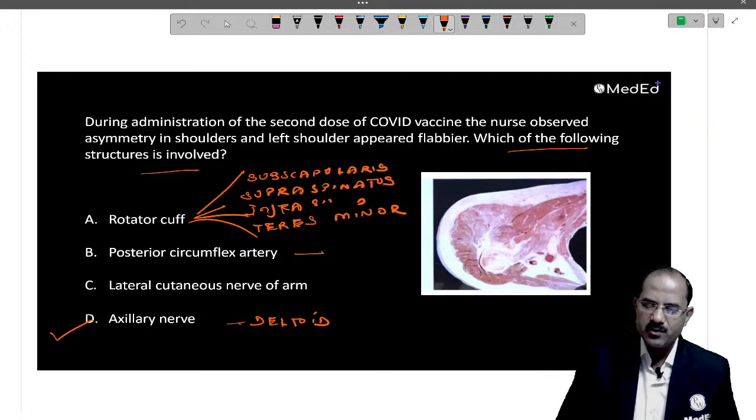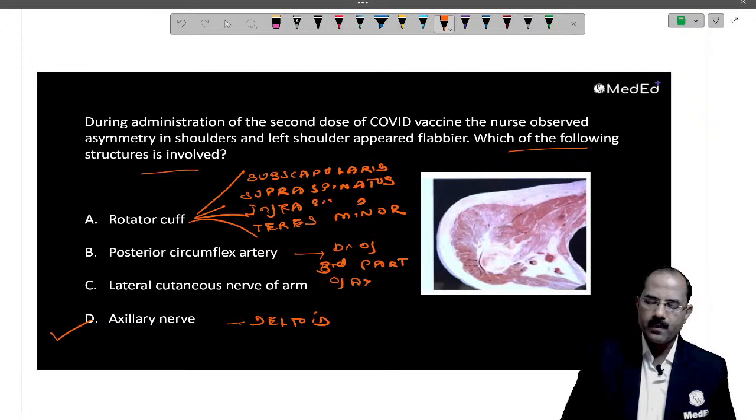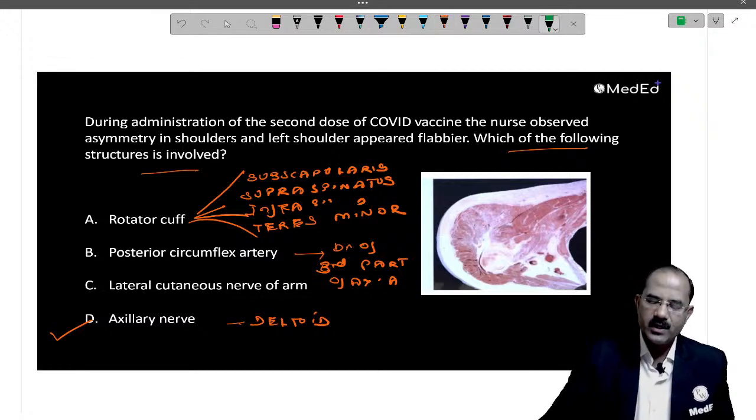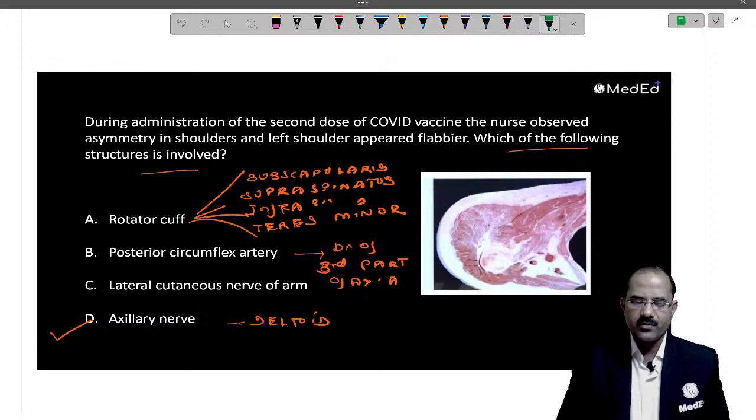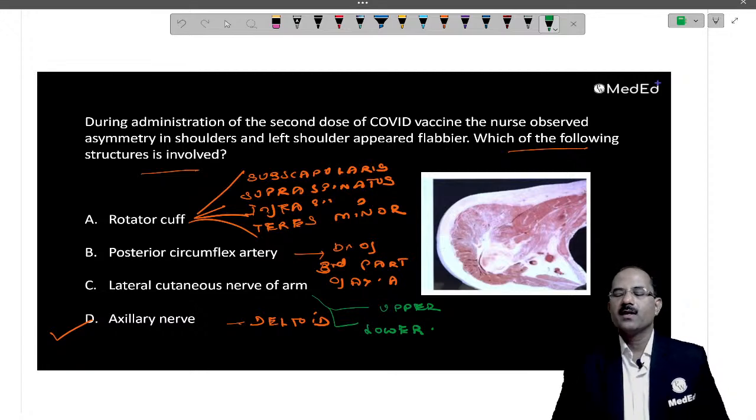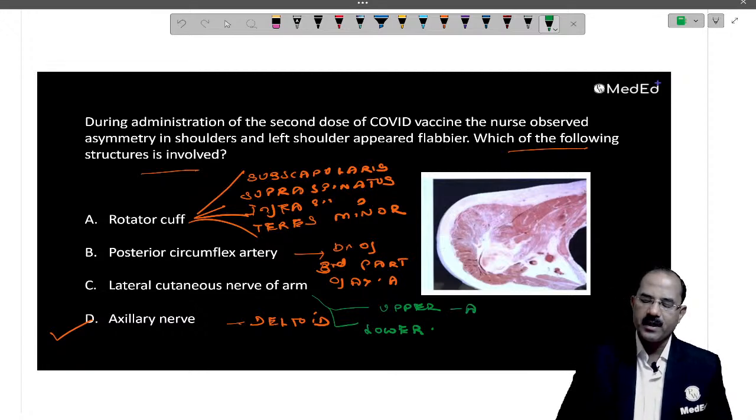The posterior circumflex humeral artery is a branch of the third part of the axillary artery. And the lateral cutaneous nerve of the arm. There are 2 lateral cutaneous nerves of the arm. One is the upper lateral cutaneous nerve of the arm, and the other one is the lower lateral cutaneous nerve of the arm. The upper lateral cutaneous nerve of the arm is a branch of the axillary, and the lower lateral cutaneous nerve of the arm is a branch of the radial nerve.